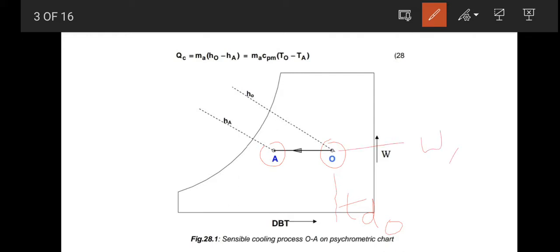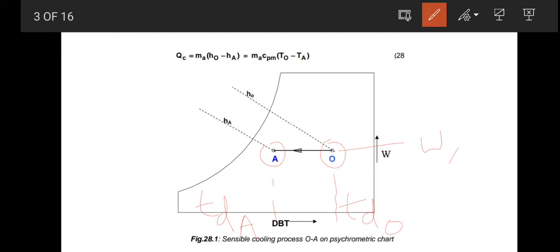Keeping specific humidity constant, we decrease the temperature of the air. If you see here at point A, suppose the dry bulb temperature of that air is TDA. So keeping the specific humidity of that air constant, if you reduce the temperature of the air, we consider it a sensible cooling process.